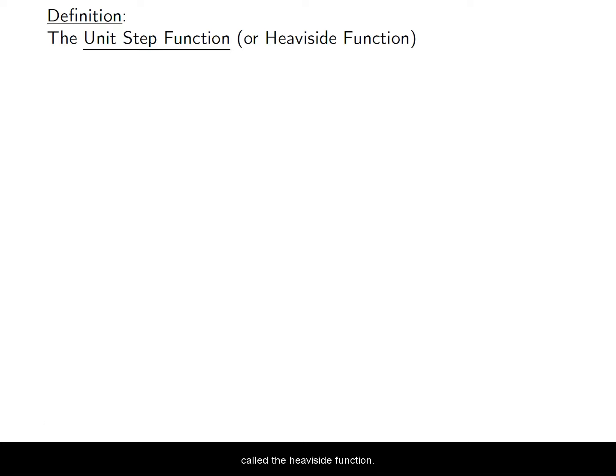Okay, so let's go over another definition. It's called the unit step function. So this is a very important function. We also call it the Heaviside function. So the Heaviside function is given by this fancy u(t minus a).